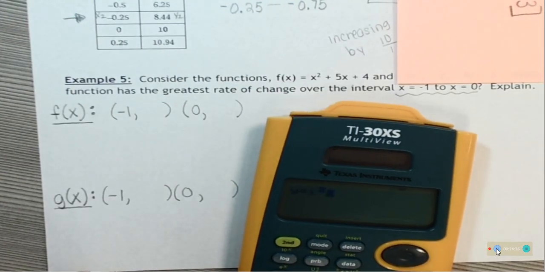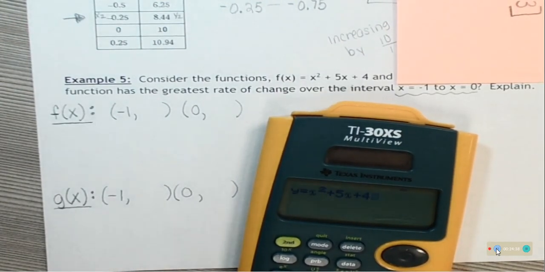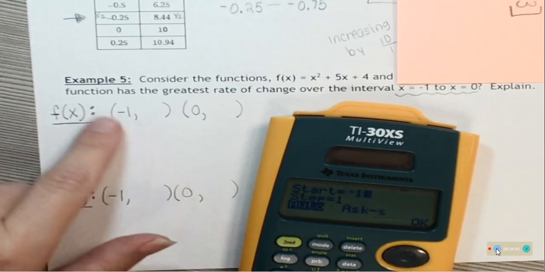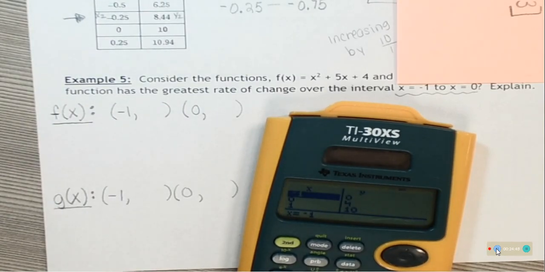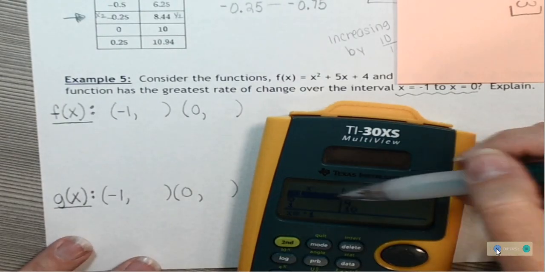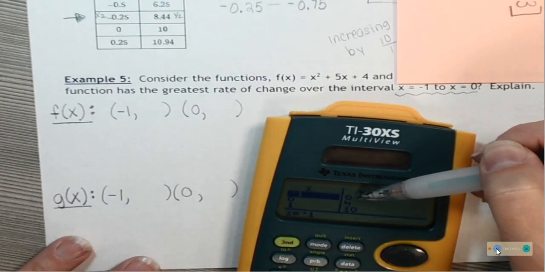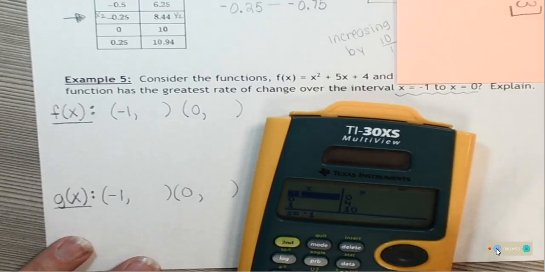I have x squared plus 5x plus 4. Now, I'm going to start at negative 1 simply because I need that number. And I need you to verify that's what you got. When I have x is negative 1, I got a y value of 0. Is that what y'all got? Yeah?